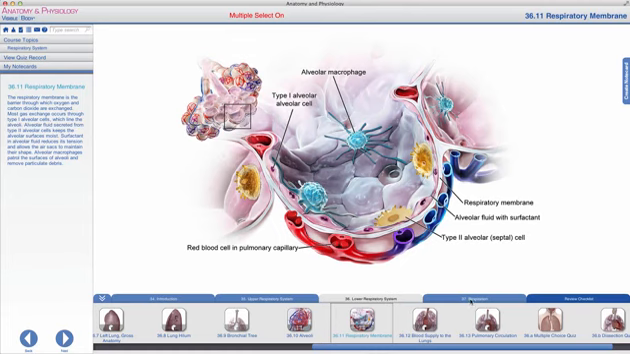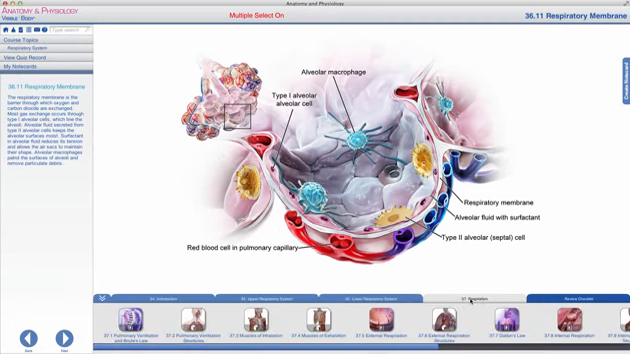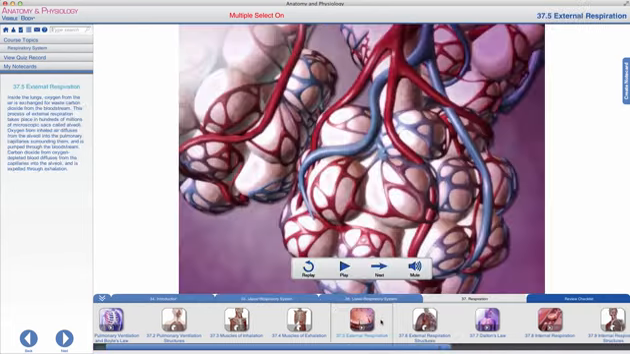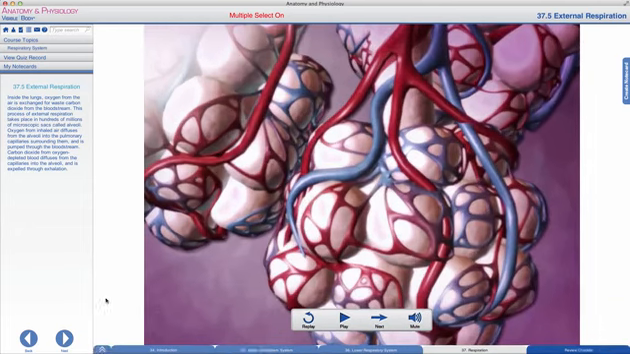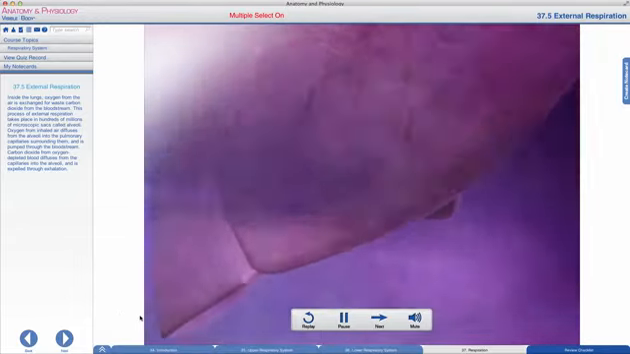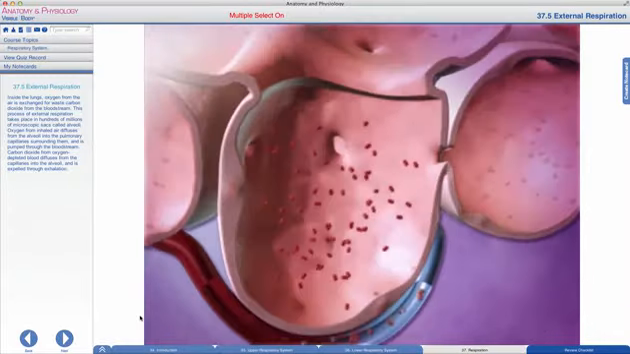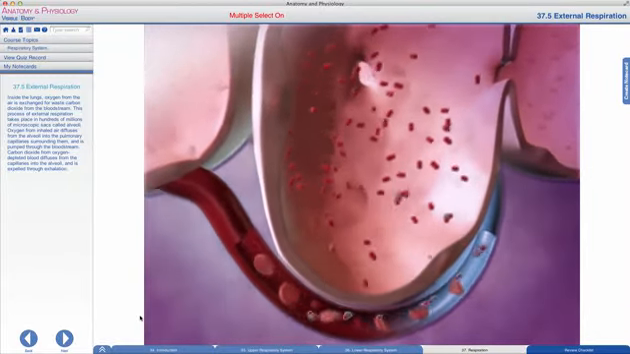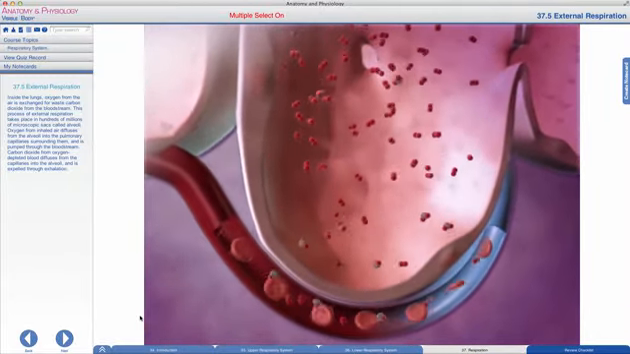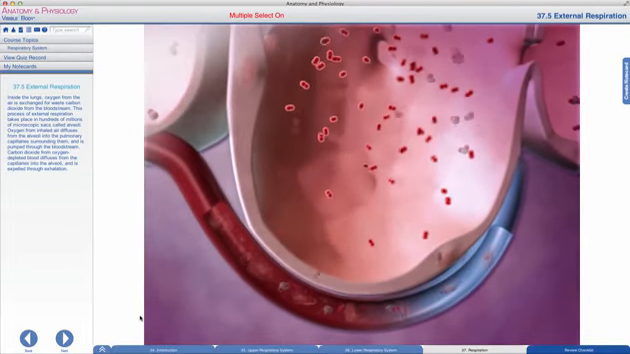If we take a look at tab 37 and respiration, after we've looked at the muscles of exhalation, you can review using this video here in tab 37.5, which facilitates the process known as external respiration, taking place at the respiratory membrane. Inside the lungs, oxygen from the air is exchanged for waste carbon dioxide from the bloodstream. This process of external respiration takes place in hundreds of millions of microscopic sacs called alveoli.